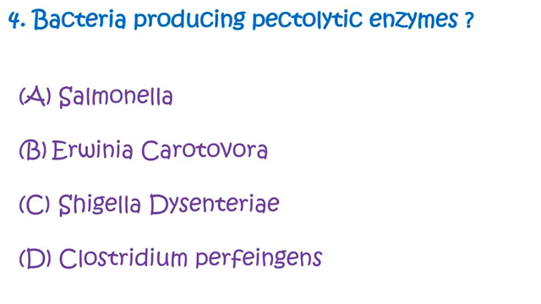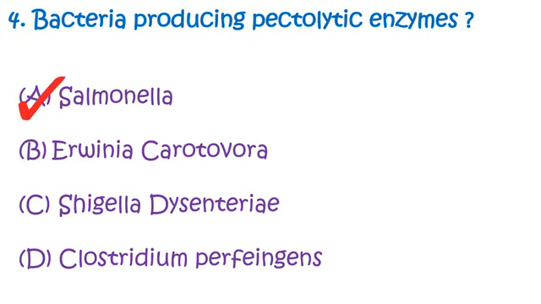Question number 4. Bacteria producing proteolytic enzymes are option A, Salmonella, option B, Erwinia carotovora, option C, Shigella dysenteriae, option D, Clostridium perfringens. And the correct answer is option A, Salmonella.